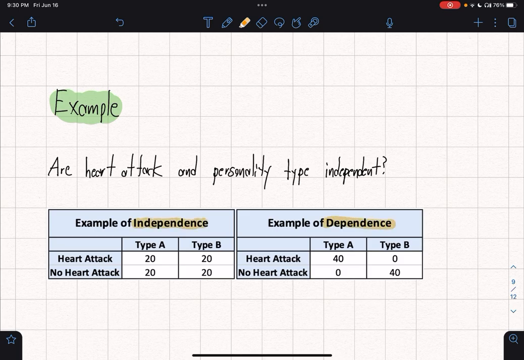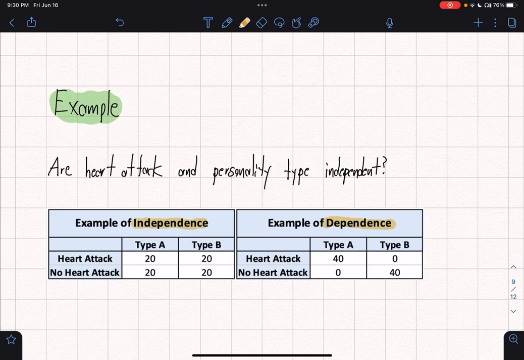Let's look at this first table on the left. Notice that all of our counts are 20. This is independent because regardless of personality type, the counts of heart attacks are the same. There doesn't seem to be a difference. Whether you're type A or type B, there's the same count of people who have heart attacks and don't have heart attacks.